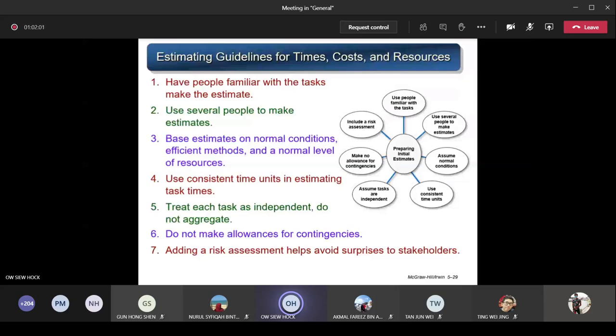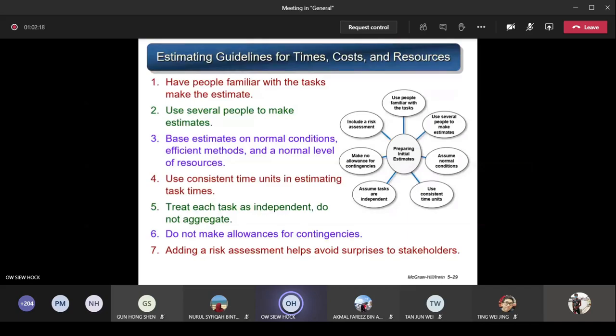So do not make allowances for contingency. Just as I mentioned, you just consider it normal condition. Don't think that suddenly some emergency happens and then I have to cater for all these emergency things. No need. You just treat it as normal estimation. Everything goes smoothly. Assume like that.